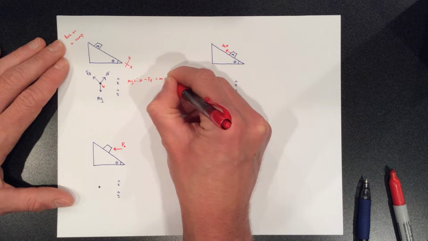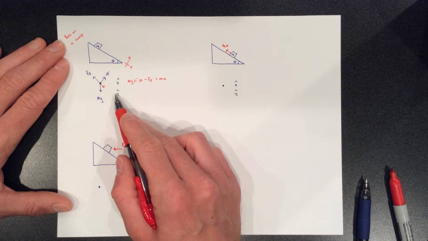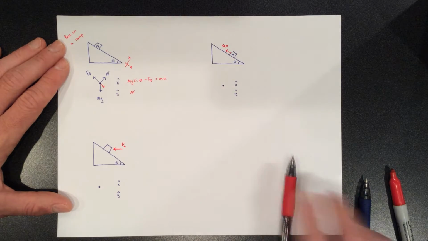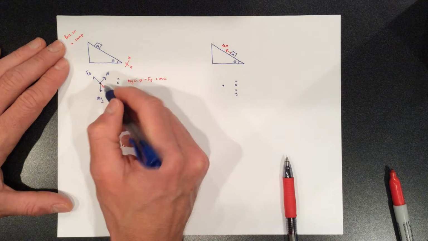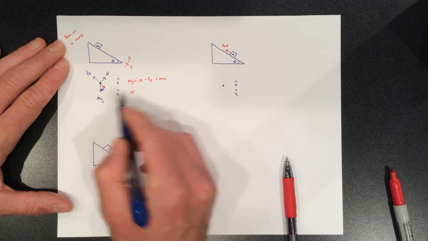And that difference may or may not cause the box to accelerate down the ramp. In the y direction, we have the normal force out of the ramp. And then we have this piece of gravity, which is into the ramp. And that's mg cosine theta.